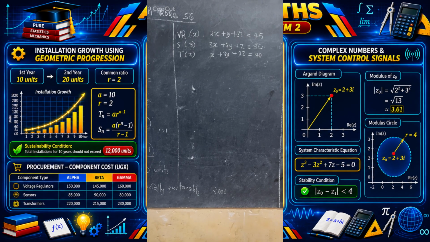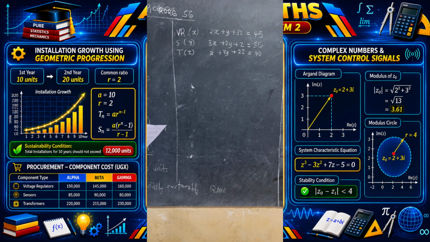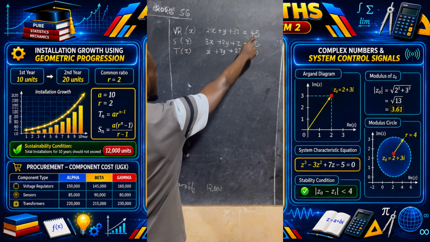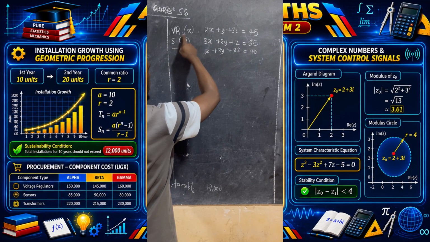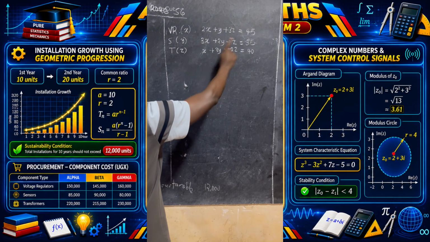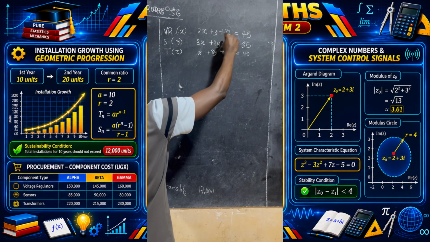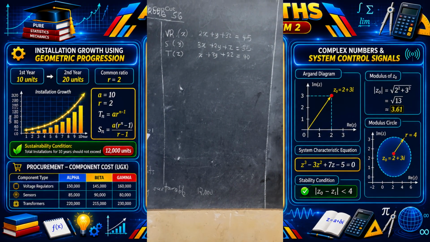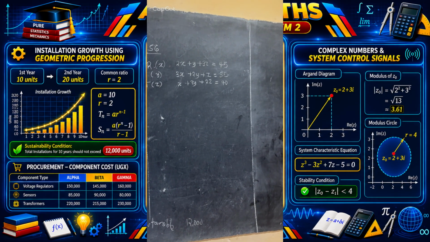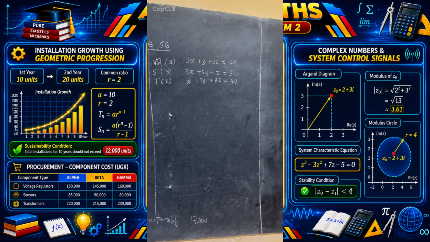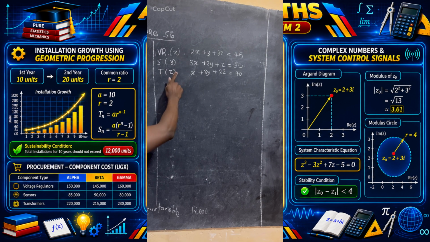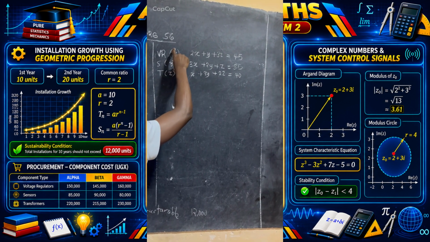The finance department needs to determine the individual cost of each component. Having bought 2, 1, 3, and they spent 45, and having bought 3 VRs, 2 sensors, and 1 transformer, spending 35, how much was spent on each? So we are going to solve these 3 simultaneous equations. They want us to see whether an allocated budget of 200,000 US dollars is sufficient to purchase 5 of these, 4 of these, and 6 of these. So before we start, let us get the amount.